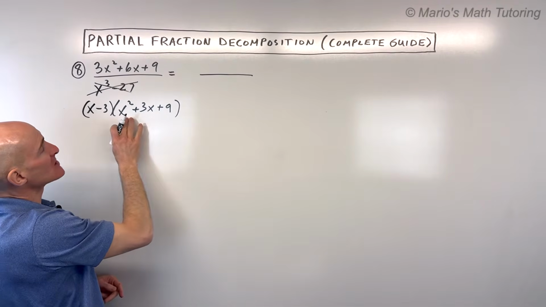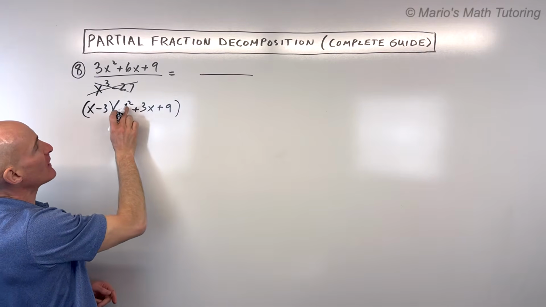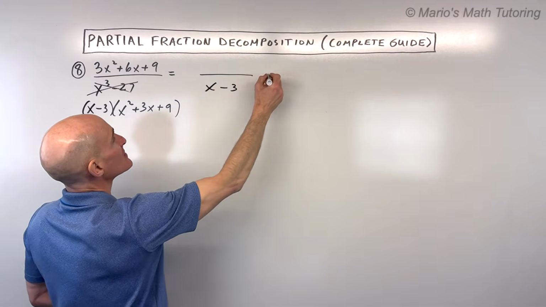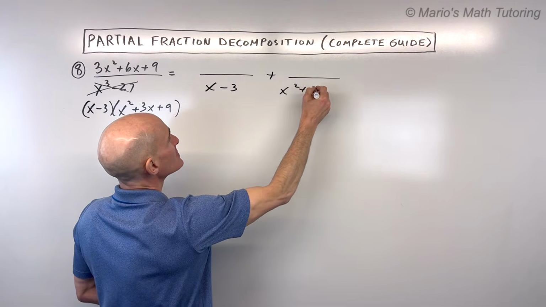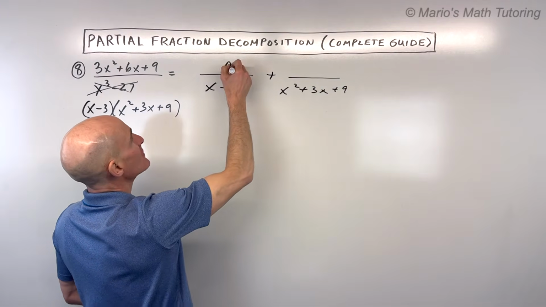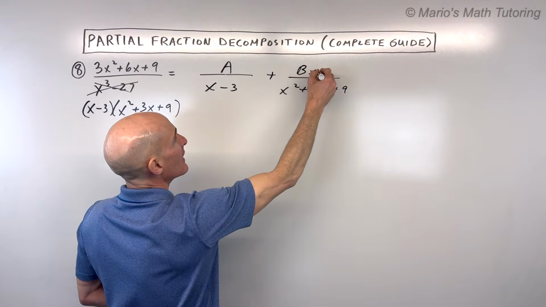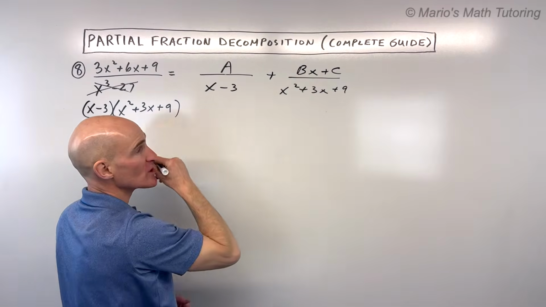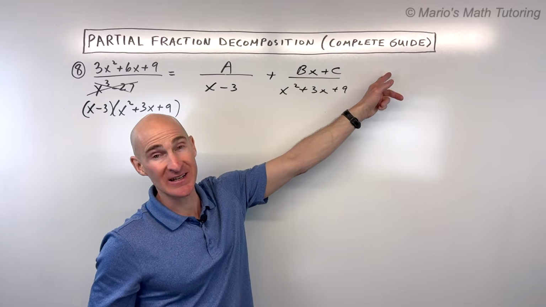We can't factor this further, by the way. You want to factor it as much as you can. We've got a linear factor, we have a quadratic factor. So our fractions are going to look like this: x minus 3 and x squared plus 3x plus 9. Numerator is going to be a. Remember, that's 1 degree lower. This one is going to be bx plus c. Again, see, it's a second degree, so this has to be a linear or first degree, so bx plus c. If it was cubic, bx squared plus cx plus d, right?